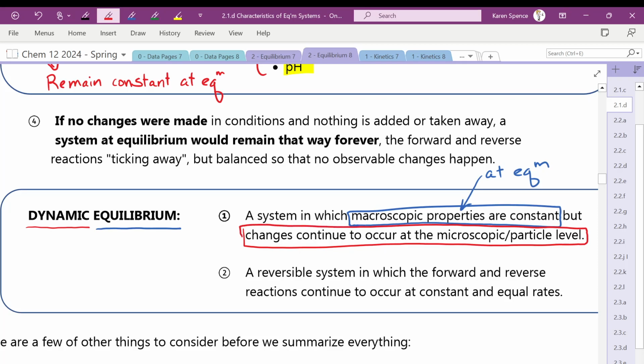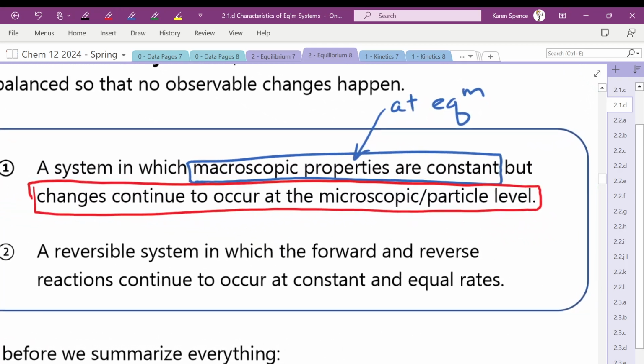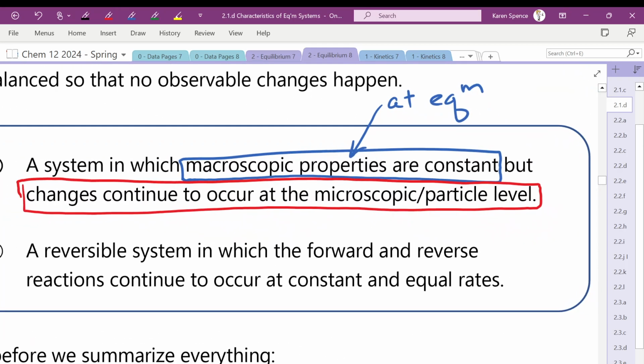I prefer particle myself because it is more accurate, because if things are microscopic, you can't really see particles under the microscope, okay? But most books will accept microscopic changes. That's what I've seen written in many textbooks, so I will also accept it if you write microscopic changes. Now this part, because it has to do with changes, this is the part which is dynamic. Because what does dynamic mean? Changing.